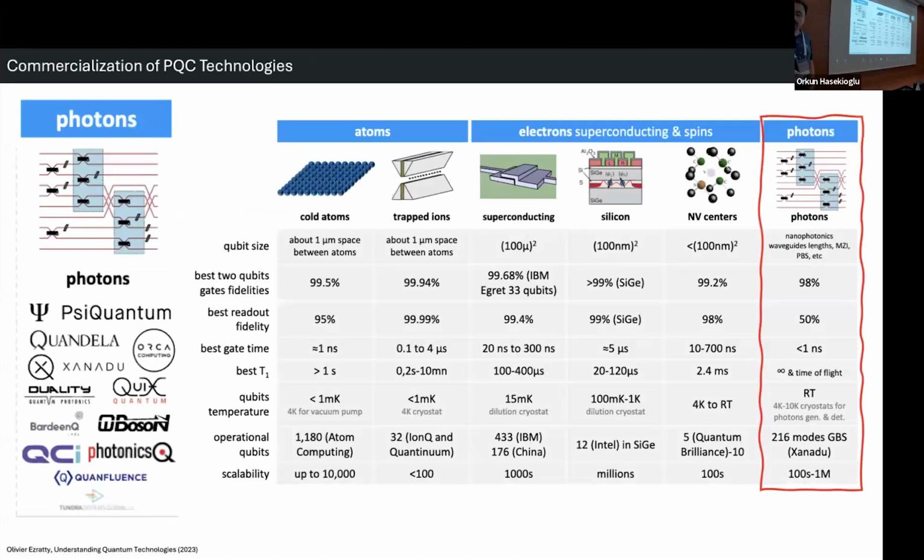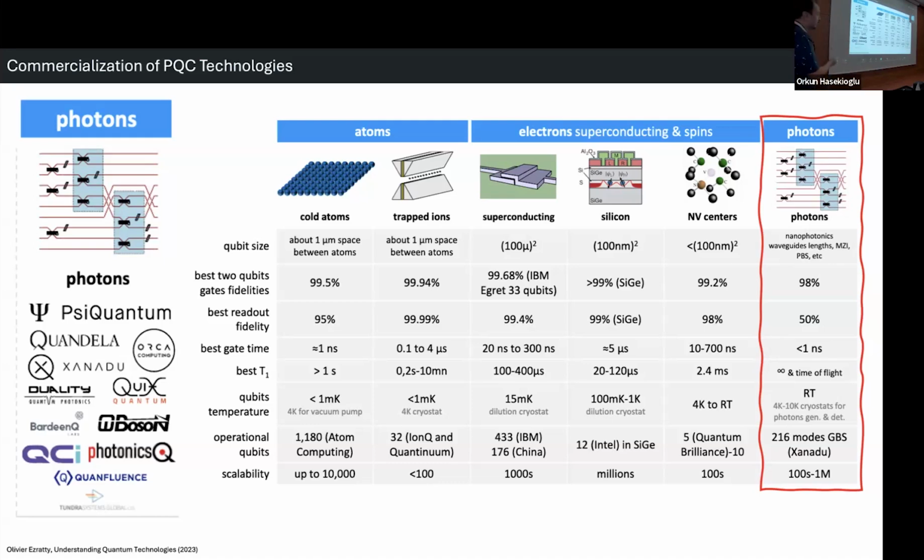Okay, now if you focus on the photons, if we compare them, for example, how qubit size, for cold atoms, we require like 1 micrometer space for the trapping area, basically, or trapped ions.